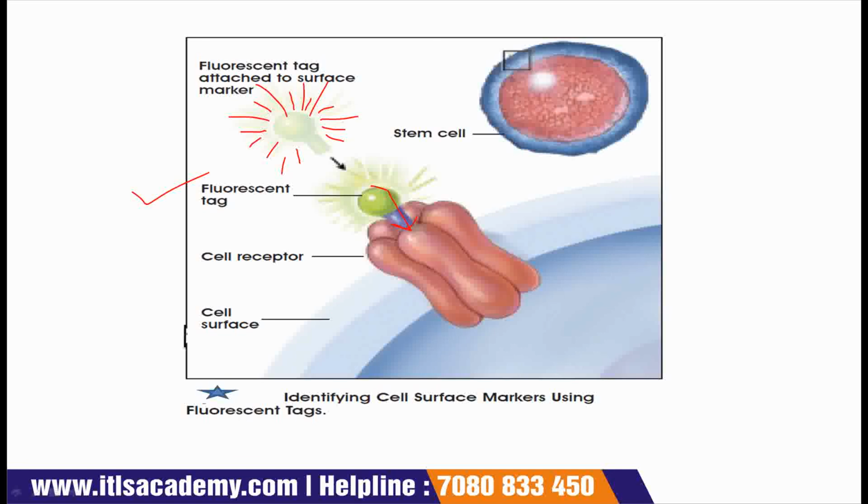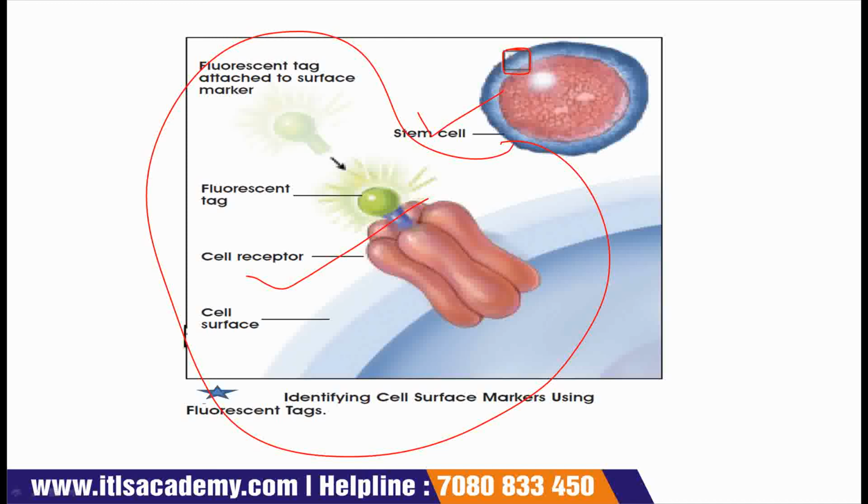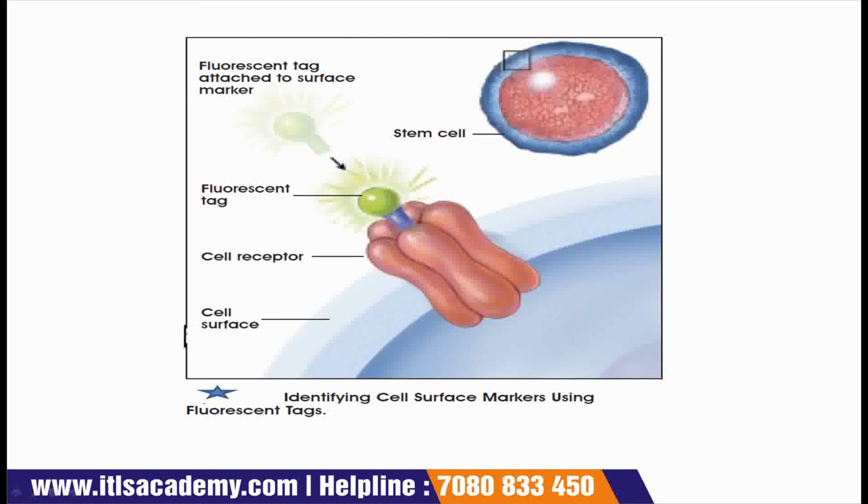In this case, the cell shown here is a stem cell. And this is the area that we have taken for the illustration in the brief diagram. This diagram shows us identifying cell surface markers using fluorescent tags. Fluorescent molecules are molecules that have the ability to emit light.